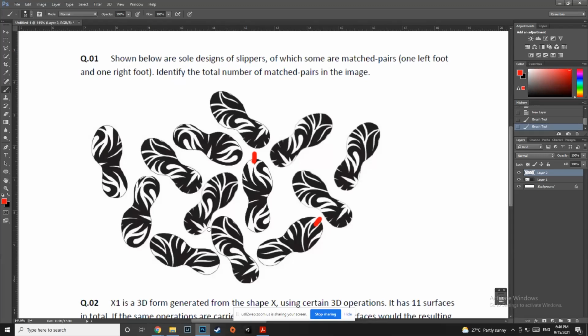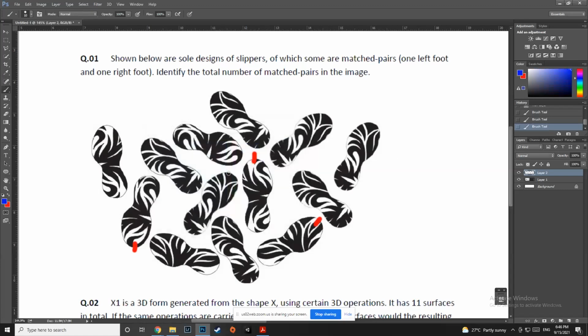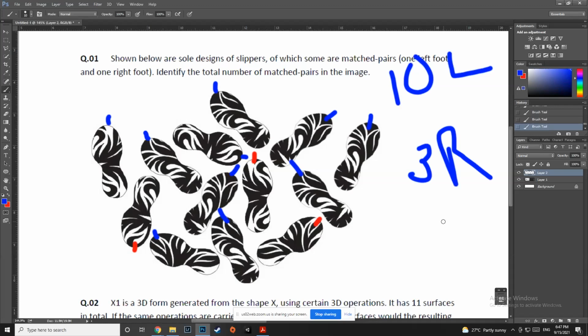Who else is right? This is a right. 3. I don't see any other right. Does anybody see another right sole? And for left, I can see 1. I'll just change the color. 1, 2, 3, 4, 5, 6, 7, 8, 9, 10. 10 left soles, 3 right.